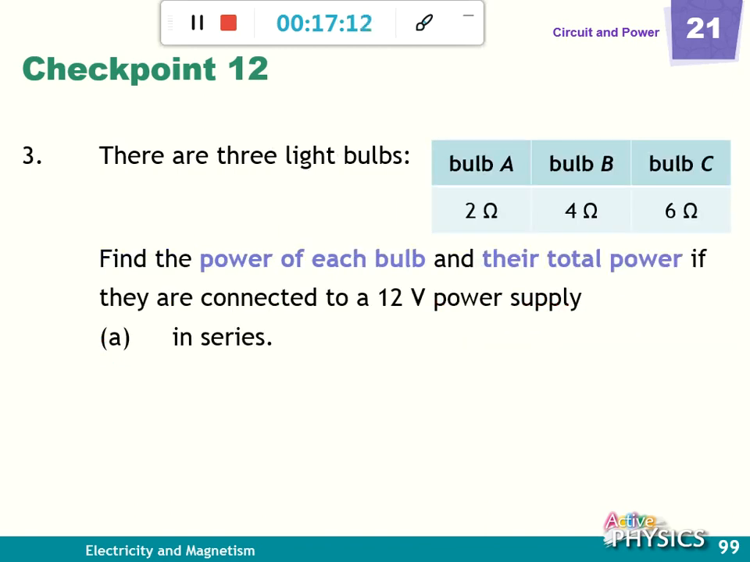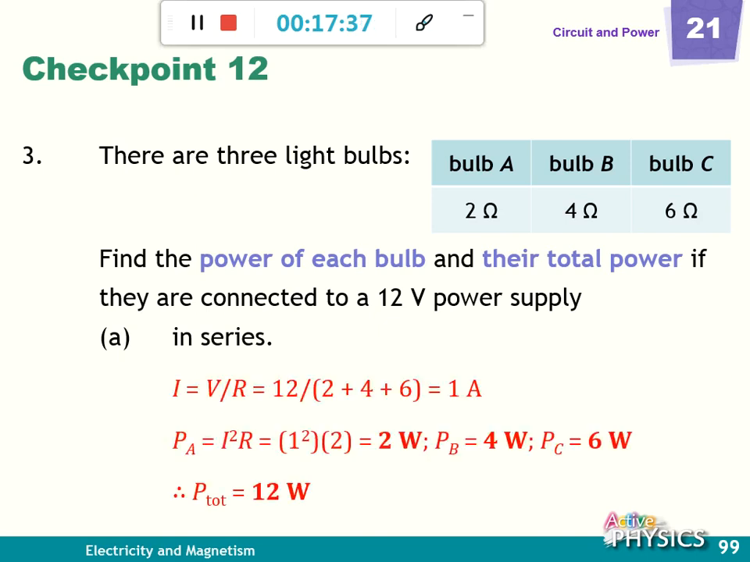The third one, we have 3 light bulbs A, B, C, with different resistances in ohms, and find the power of each if they are connected in series. Once again, when connected in series, they will have the common current. Current will be the common factor of them. Then in order to find the power, you should use I squared R. It means that the greater the resistance, the more power.